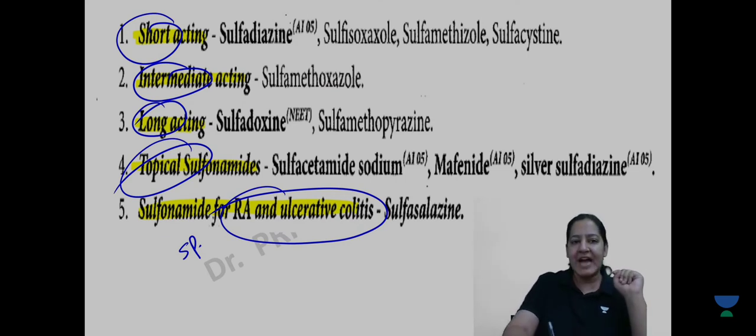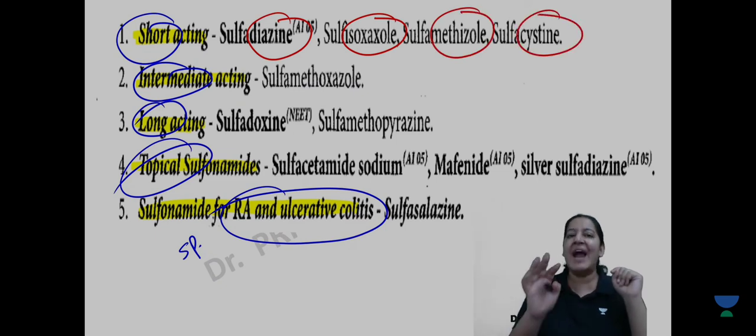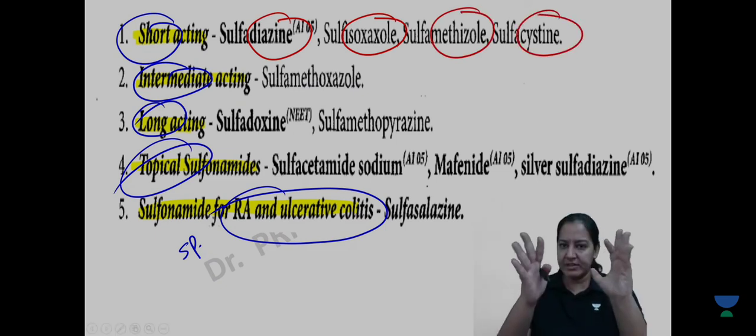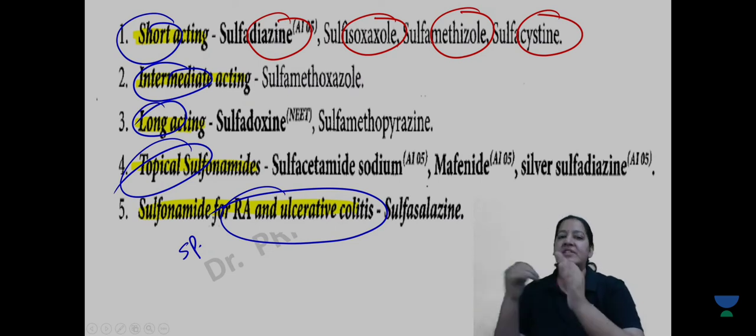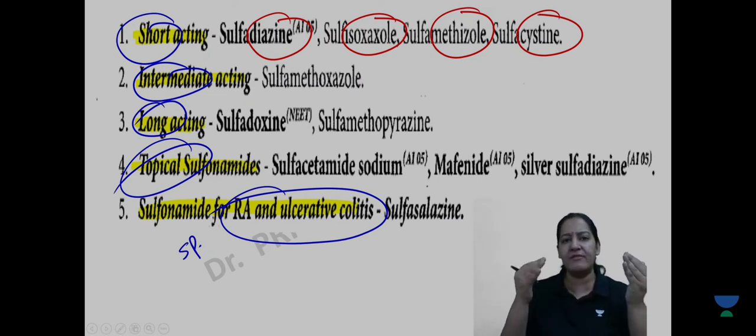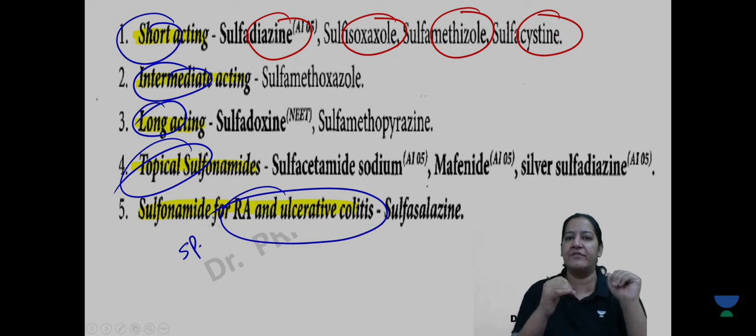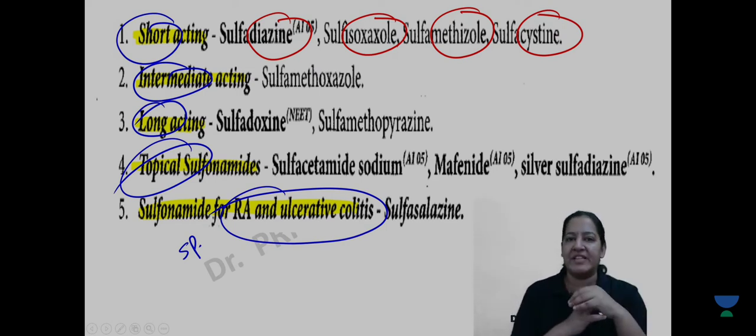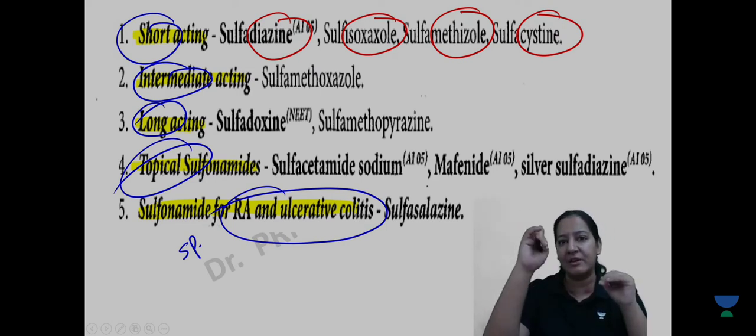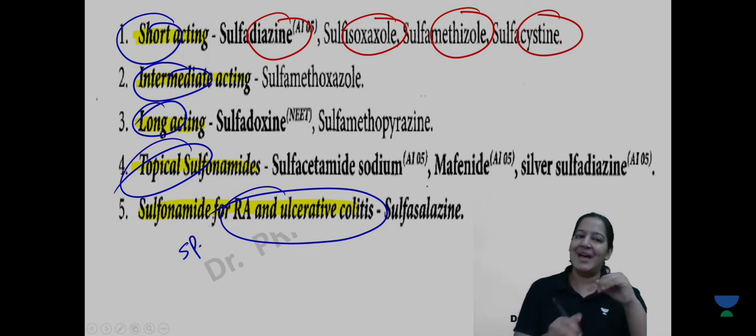Short acting is diazine, soxazole, methizole, cysteine. Sulfadiazine, sulfasoxazole, sulfamethizole, sulfacysteine. So don't learn sulfa. If you learn sulfa, only that will be fixed in your mind and in the exam you will get confused. Learn the suffix. Don't learn the prefix because prefix is same in all of them. Learn the suffix, right? So that is the thing.